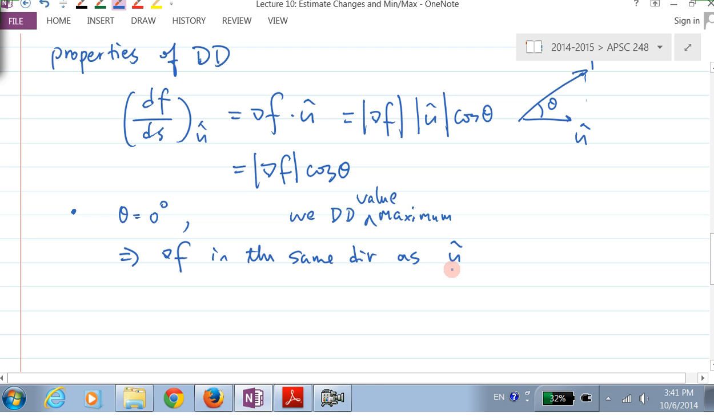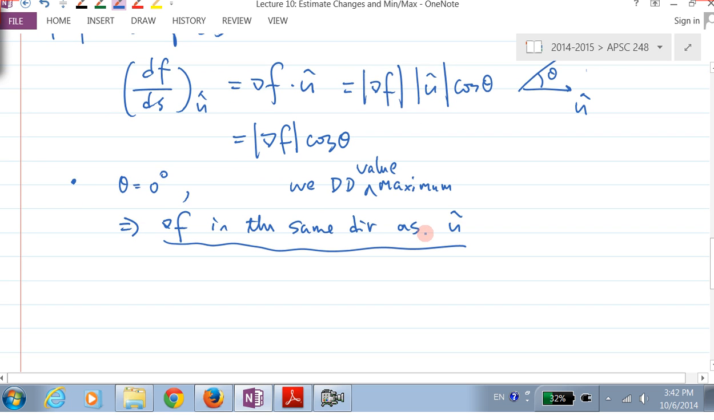When you're walking in the direction pointed by del f, you end up with the maximum directional derivative. Or, in other words, you will end up with the maximum rate of change in function f. That makes sense? Right? So basically this is a short proof right here. Why does the gradient vector point in the direction of the greatest increase of function f? Because of the directional derivative definition here.